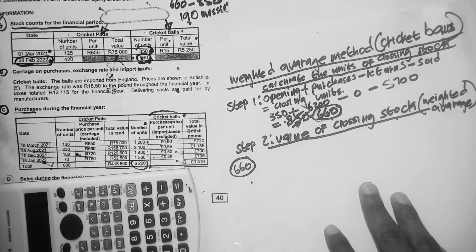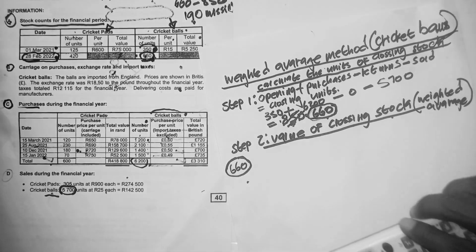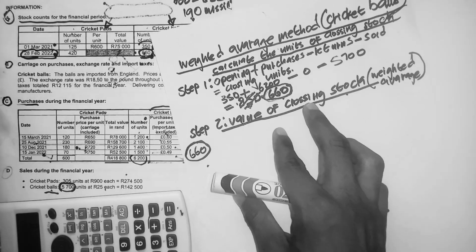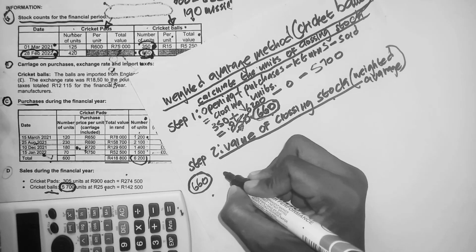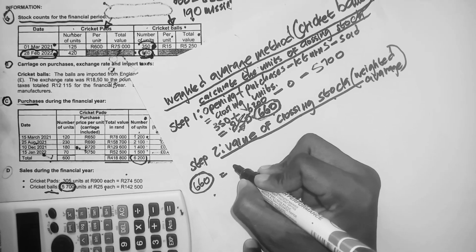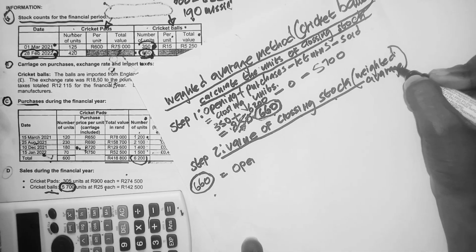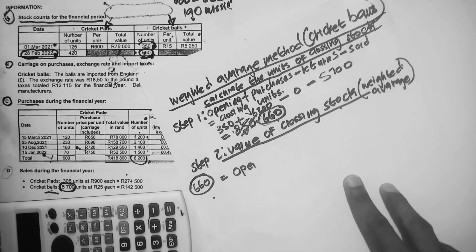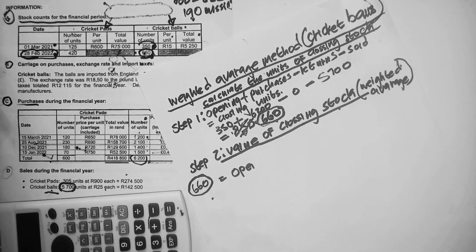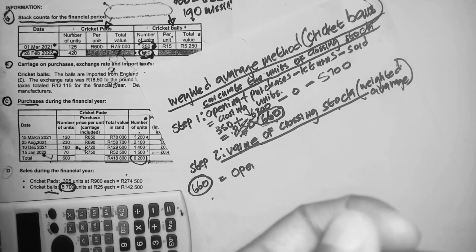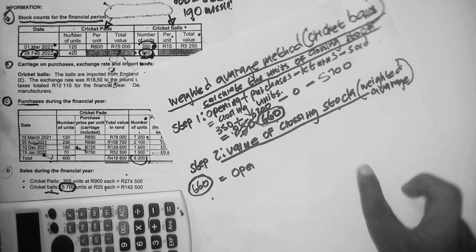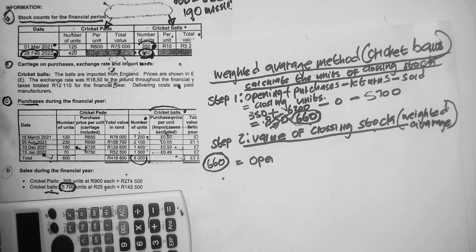Weighted average is the simplest. So let me show you how weighted average goes. The formula for weighted average: remember guys, the meaning of the word weighted average is that it has something to divide with. There's something that we must divide here. What are we dividing? We take the total value of the stock that we have, then we divide by the number of units for that stock. So to get the total value of the stock that we have, here is the formula that we use.